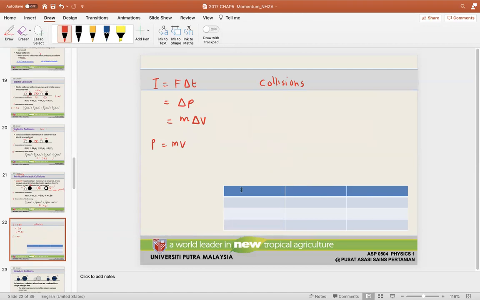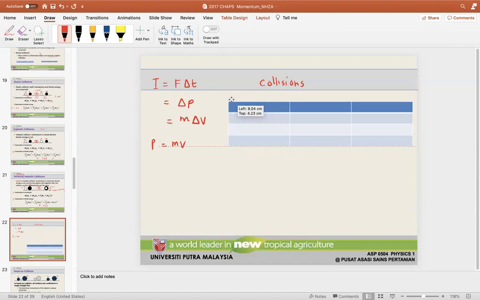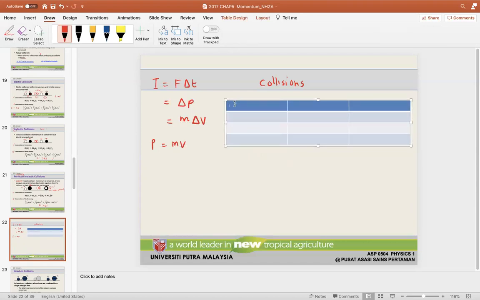Let's write this down. Good job. Okay, collisions. So we have elastic first. Then we have inelastic. Then we have perfectly inelastic. And then the conservation of momentum.